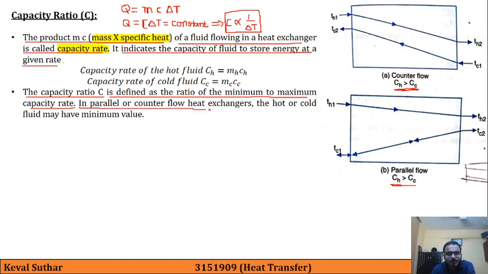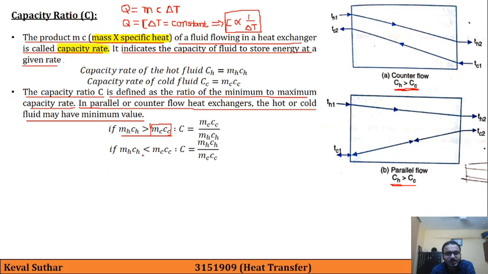In parallel or counter flow heat exchangers, the hot fluid or cold fluid may have the minimum value. So suppose here if MHCH is greater than MCCC, then the minimum value will be this. The ratio is between minimum to maximum, so it will be MCCC upon MHCH. The next is, if MHCH is less than MCCC, then it will be the reverse, that is, MHCH will be the minimum capacity rate, so it will be in the numerator and the higher will be in the denominator.